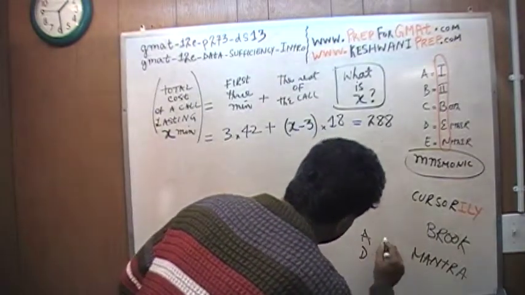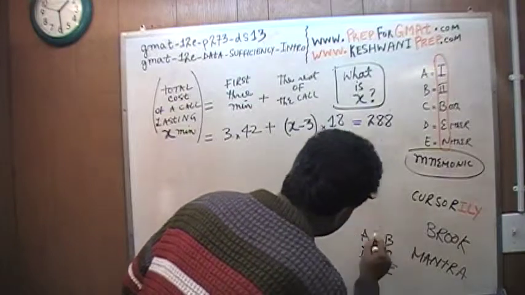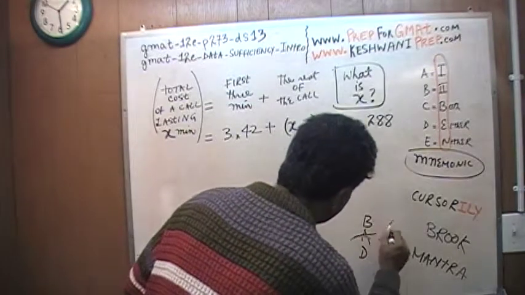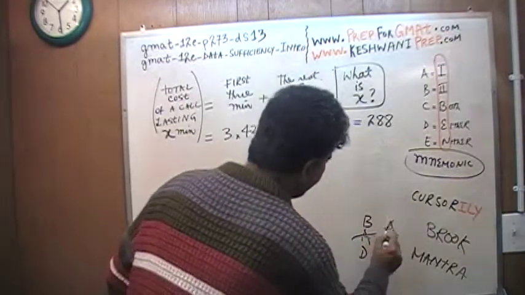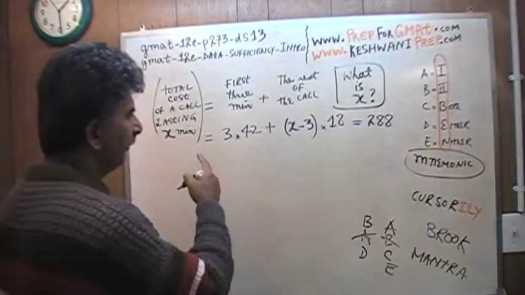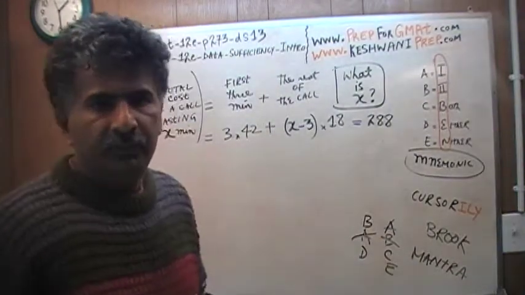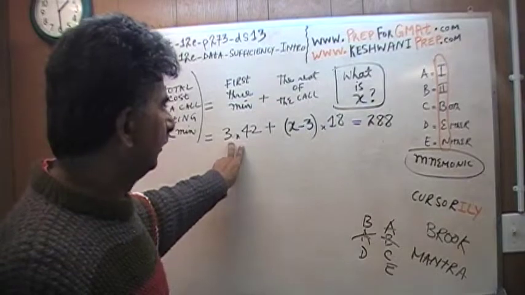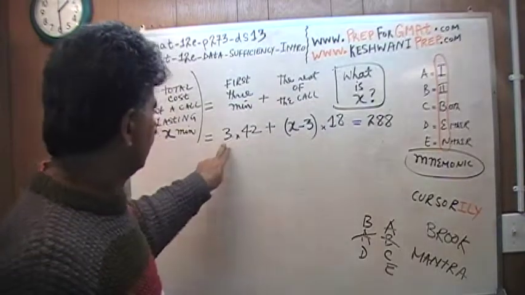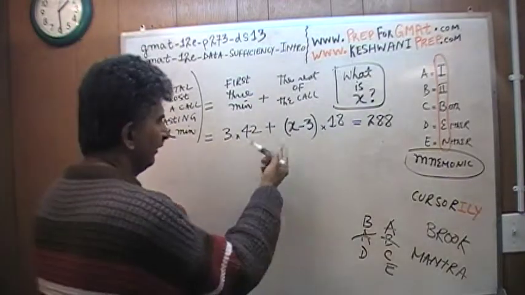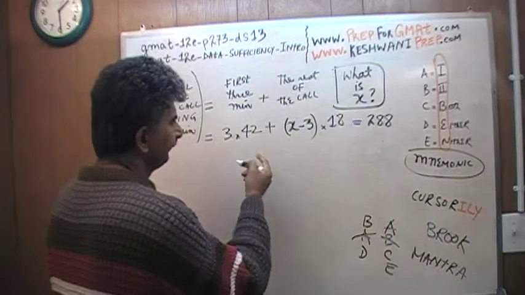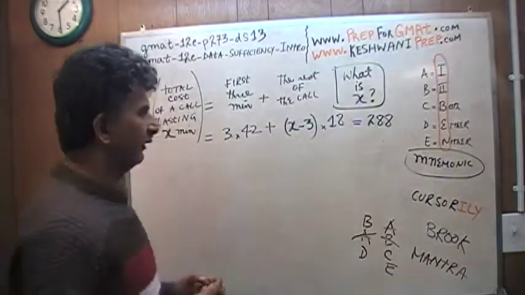A, D, B, C, E. Cross out A and B and change their positions. The question is, is there enough information here to figure out the X? Of course there is. This is a whole number. So your X is simply going to be, this equation can be solved very easily for x. It's a linear equation.